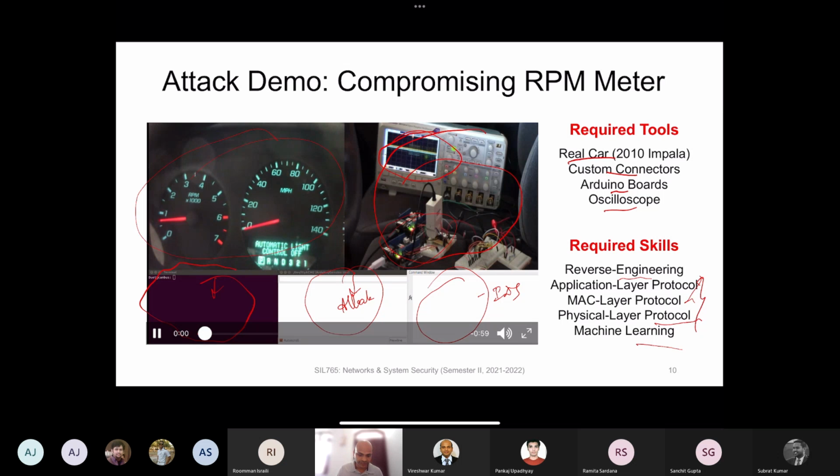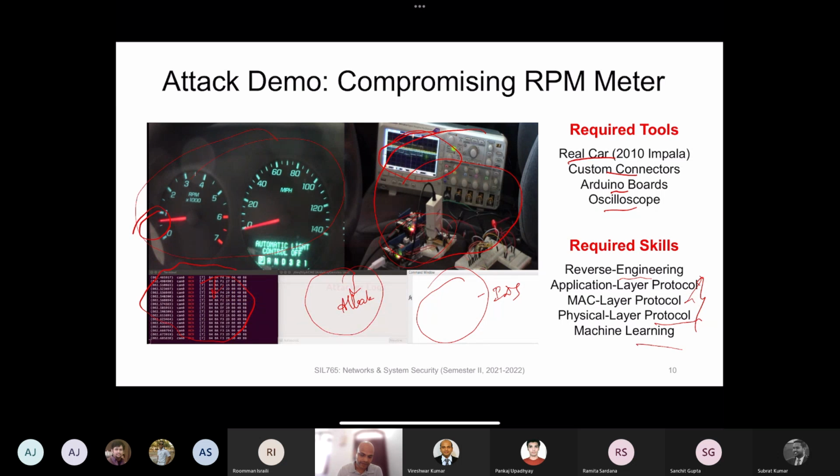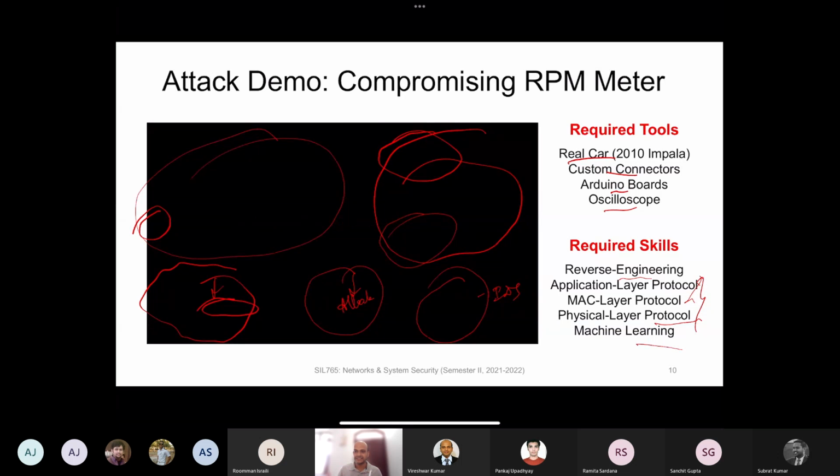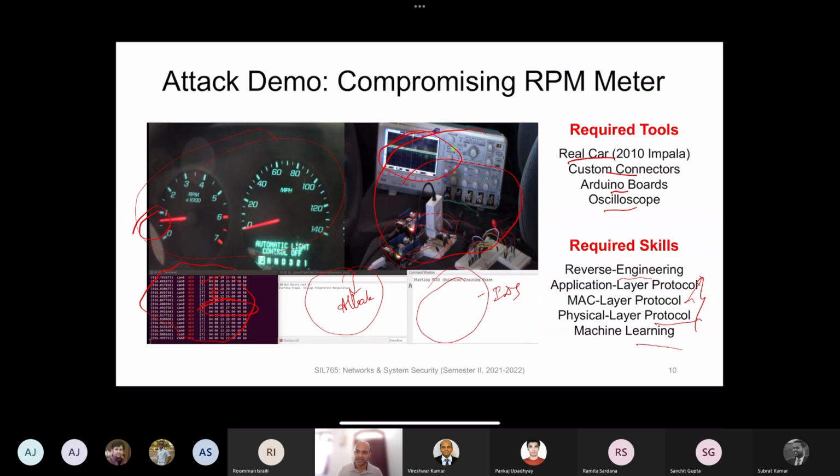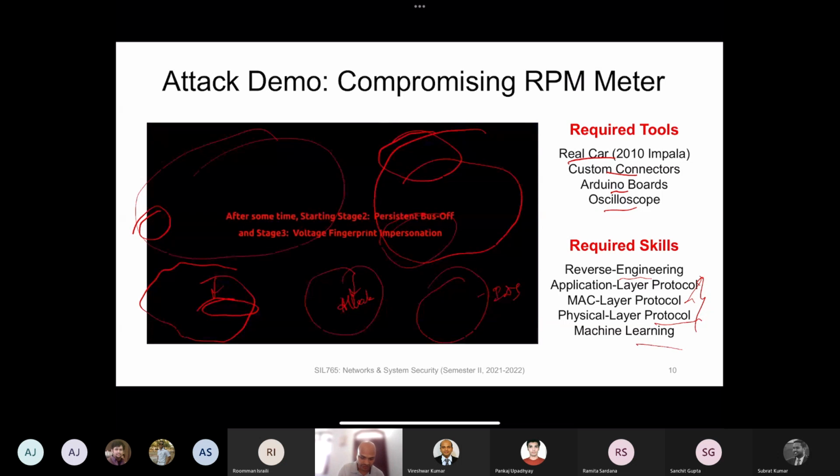So let me quickly show you this video. You see that it is 700 revolutions per minute, okay, so that is the RPM for this car. This car is stationary, and what we are trying to do is see the bit values, the packets that are being communicated corresponding to the RPM meter. So we are just filtering that traffic and showing it on this log here.